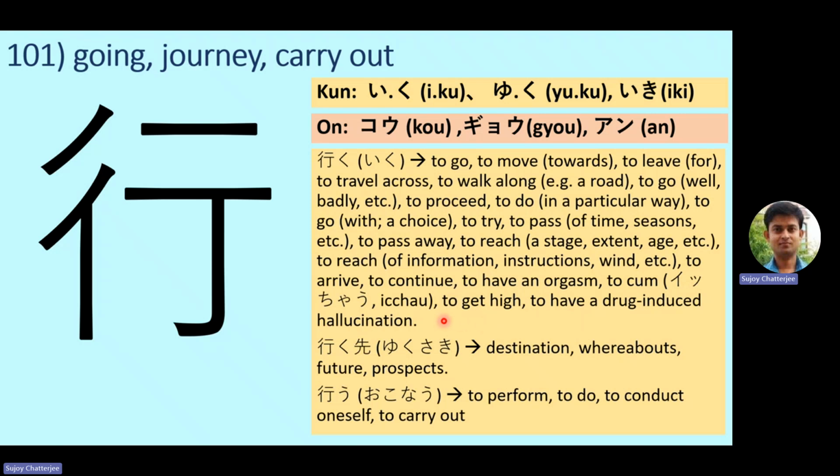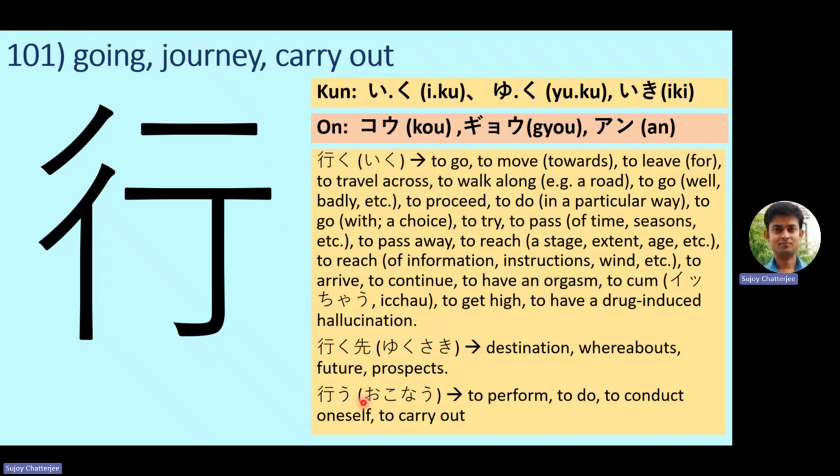So far we knew that this is used only to represent the verb iku, going, but now you know that there are so many meanings that are possible. Then we have yukusaki. Yukusaki means destination, whereabouts, future or prospects.